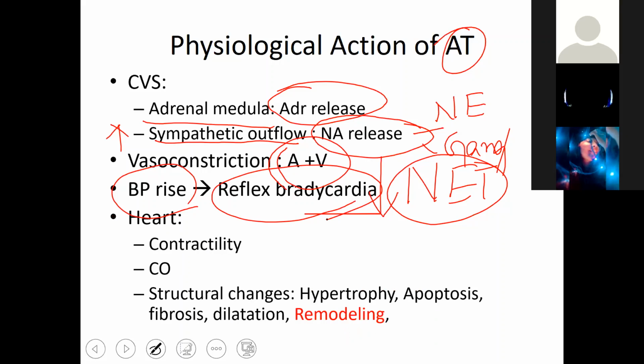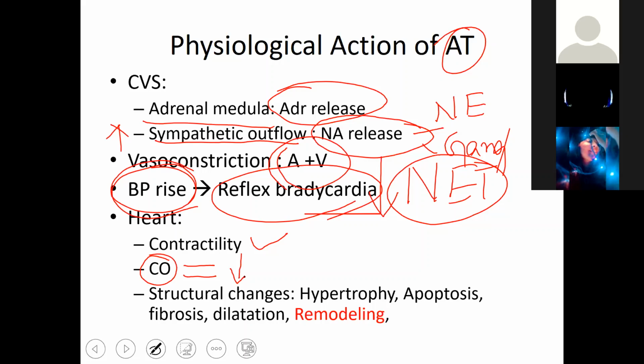On the heart, what are the effects of this angiotensin? It increases the contractility. So what should happen? Ideally, the cardiac output should increase. But because there is a rise in BP, there is a rise in afterload. For that reason, there is hardly any change in cardiac output. It almost remains the same, or even sometimes there is decreased cardiac output.